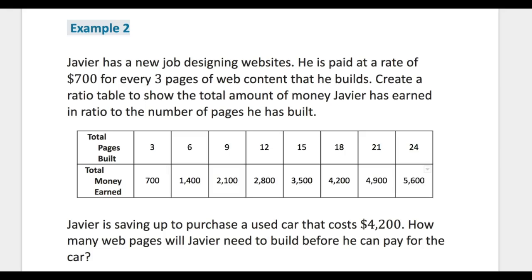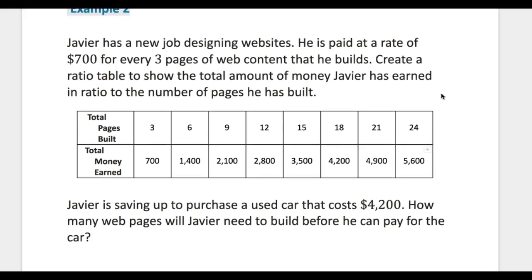All right, well, based on our ratio table here, we find that for the first 3 pages, he makes $700. For the next 3 pages, he will have completed 6 total pages. He will have made $1,400. When he completes 3 more pages, bringing that total to 9, he will then be earning $2,100. And when he makes the next 3, which would be 12 pages, he will then be making $2,800, and then so on. These are the numbers that you should have come up with. Do you notice any pattern in the table?